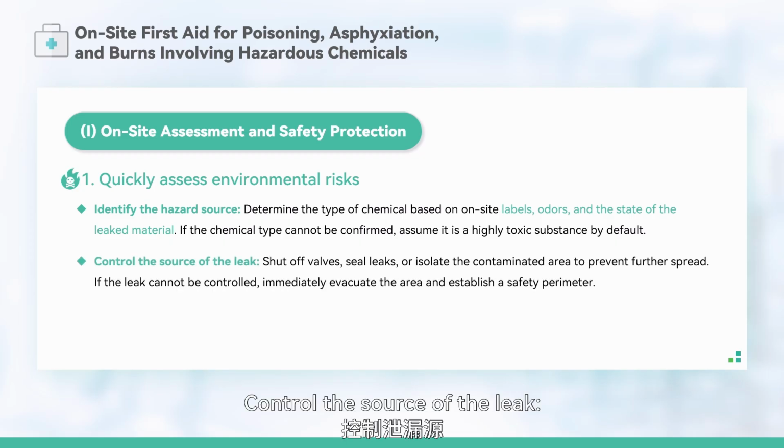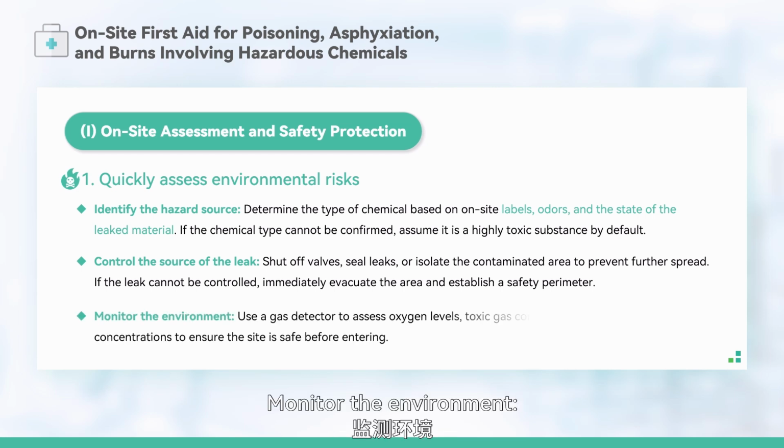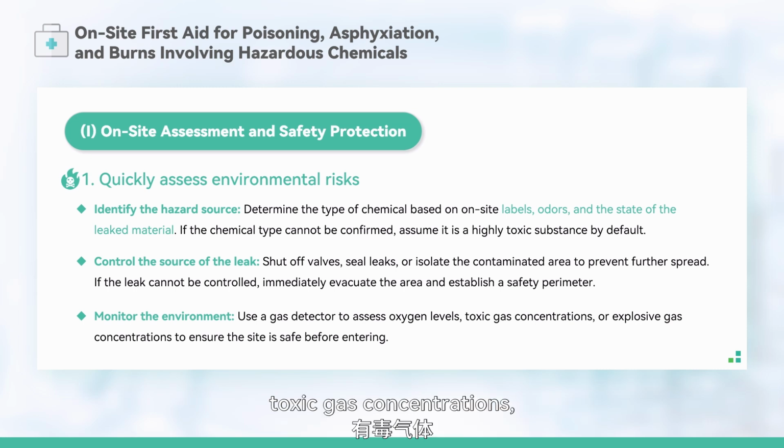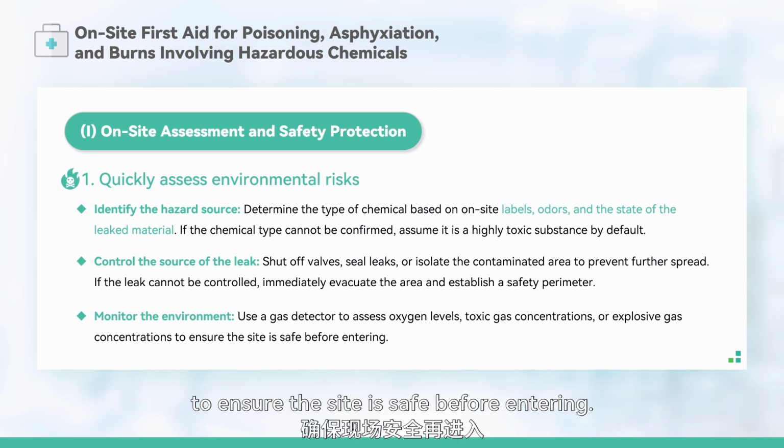Control the source of the leak. Shut off valves, seal leaks, or isolate the contaminated area to prevent further spread. If the leak cannot be controlled, immediately evacuate the area and establish a safety perimeter. Monitor the environment. Use a gas detector to assess oxygen levels, toxic gas concentrations, or explosive gas concentrations to ensure the site is safe before entering.